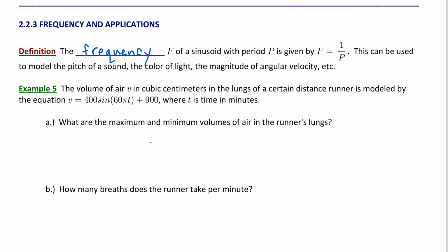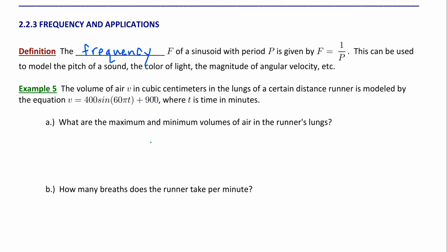The volume of air, V, in cubic centimeters in the lungs of a certain distance runner is modeled by the equation V equals 400 sine of 60 pi t plus 900, where t is time in minutes. Consider for a minute why a sine wave is a useful model for the volume of air in the lungs. As a person breathes, the volume expands to a maximum, and as a person exhales, the lungs contract to a minimum. Then the cycle happens all over again. The lungs expand, and then they condense. The periodic nature of the sine wave is the perfect model of something like that.